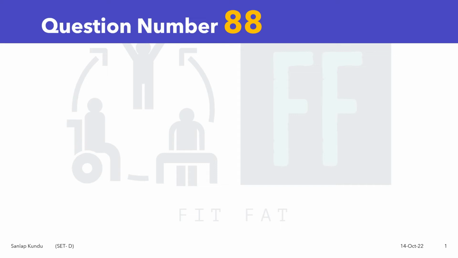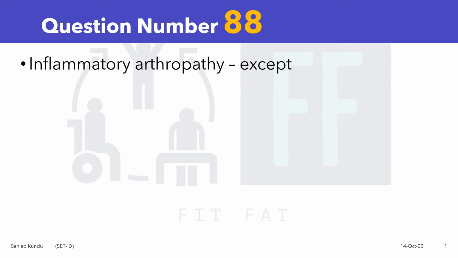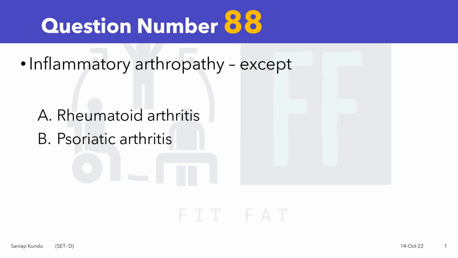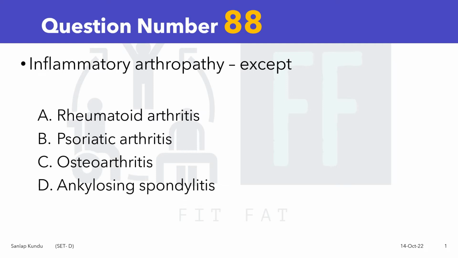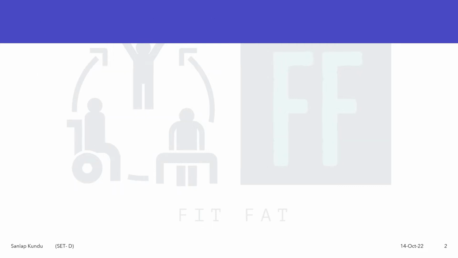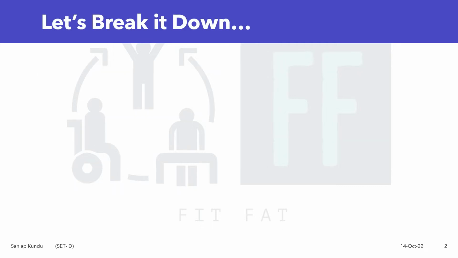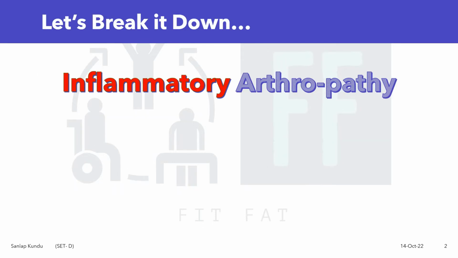Question number 88. Inflammatory arthropathy except: option A, rheumatoid arthritis; option B, psoriatic arthritis; option C, osteoarthritis; and option D, ankylosing spondylitis. Now these kind of questions are very common in the entrance exam. So let's see what inflammatory arthropathy is all about, and what we can find out from the name.